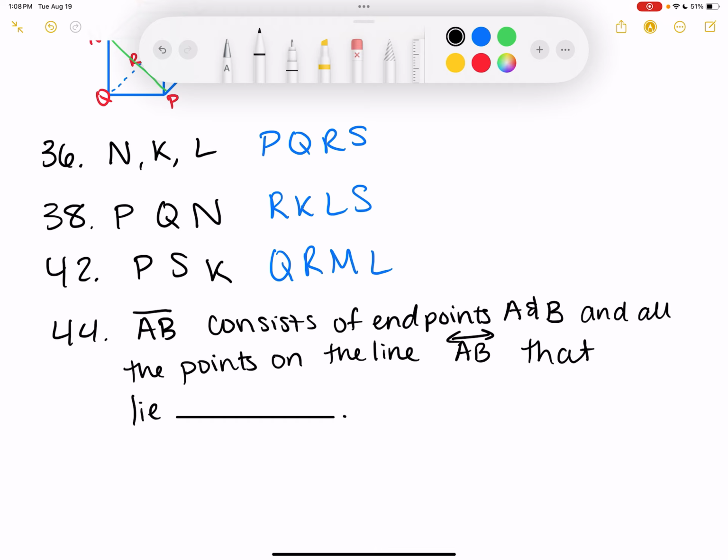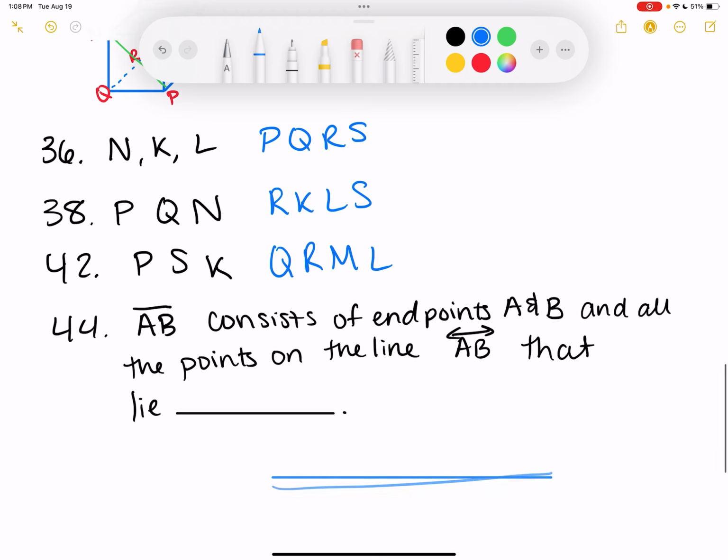So basically we have a segment, right? So if we want to look at a visual here to help us, we have this line AB, and this segment is just this part right here. So if I wanted to draw the segment, this would be the segment here. Okay, so segment AB consists of endpoints A and B and all points on the line that are where? What points make up the segment? Yep, between A and B.